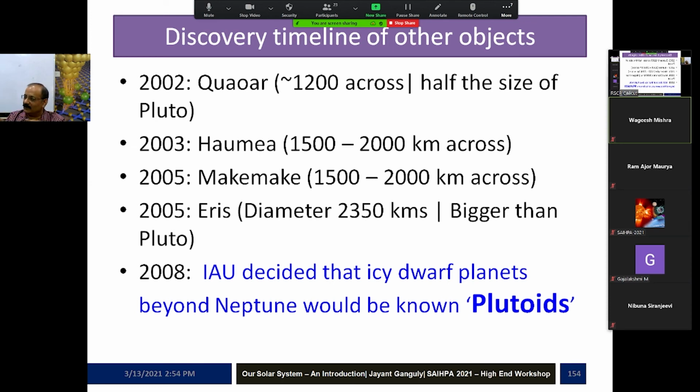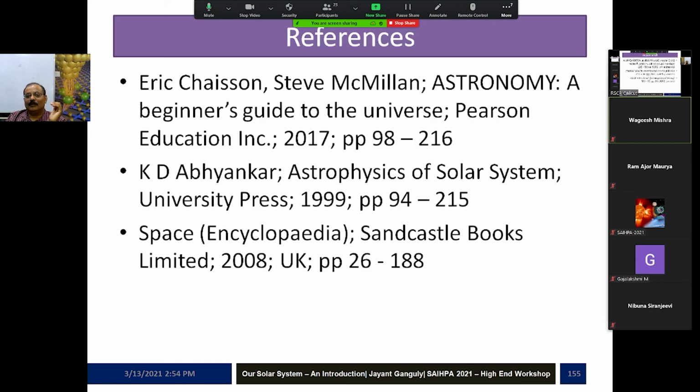So it became clear that there are a lot of such objects and Pluto cannot be considered a planet anymore. It was demoted to a dwarf planet, but many people were not happy, and the IAU in 2008 decided to call a class of objects Plutoids, for any such object beyond Neptune with a radius equal to or greater than that of Pluto. With this, I conclude my talk. Thank you.